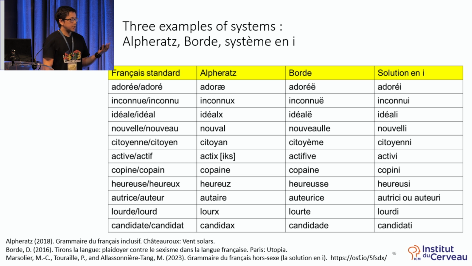Another way that has been developed by different communities is what I would call gender-blind language, so non-genré or hors sexe. The idea here is, in English, if you want to avoid mentioning the gender identity of somebody, you can change the pronoun. So you have he, she, they, or different pronouns for different gender identities.